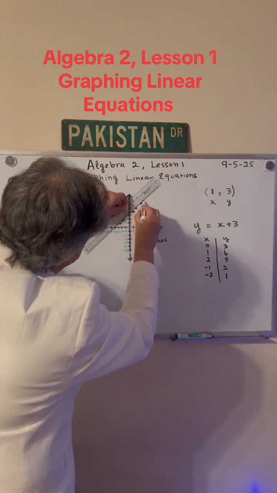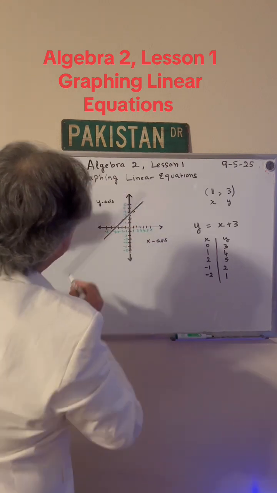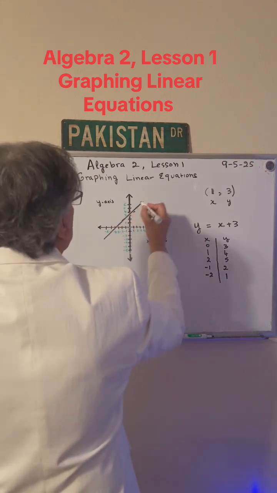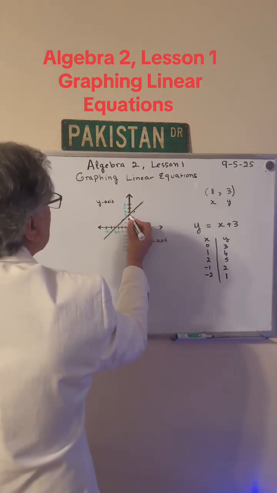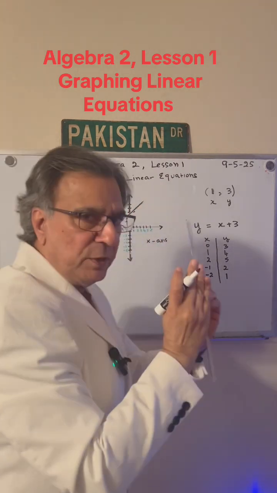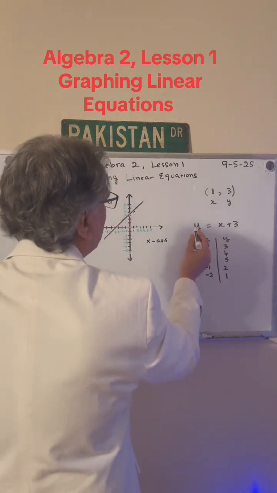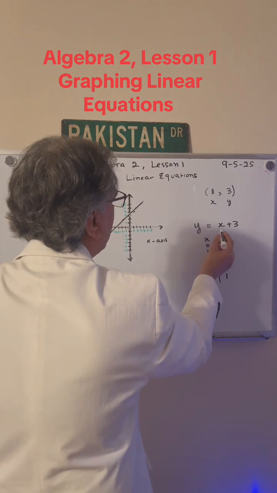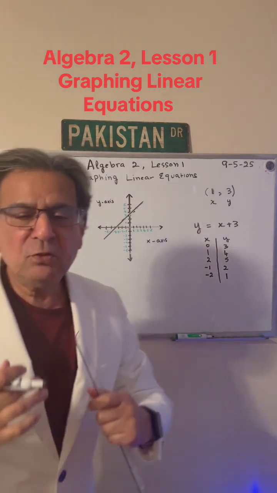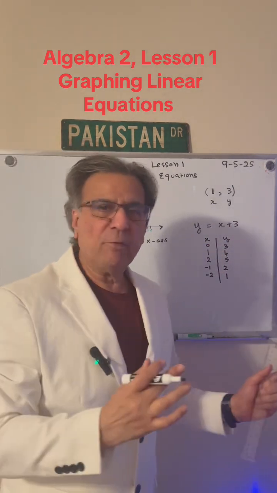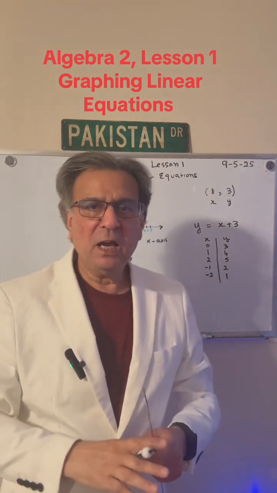There you go. So this is the graph, and you'll see the point where the line crosses the y-axis is 3. The equation is y is equal to x plus 3. So my friends, this is how you graph a linear equation.